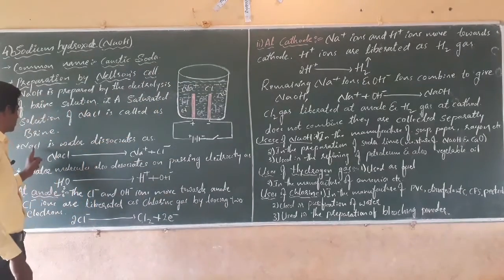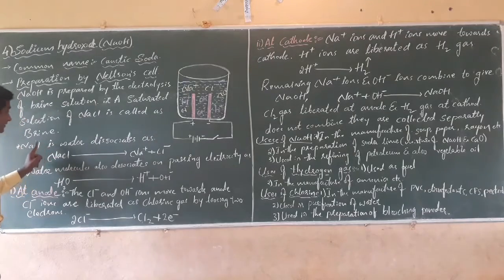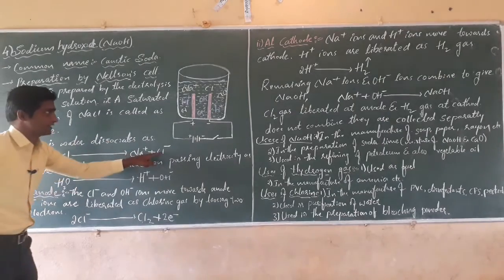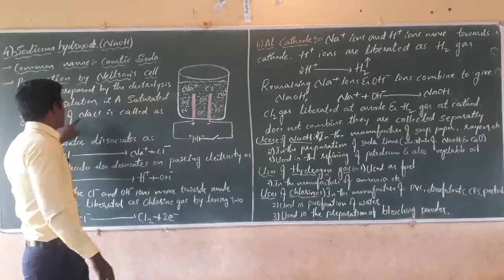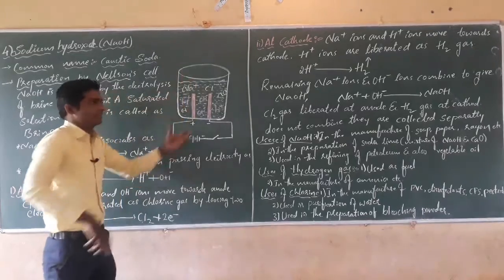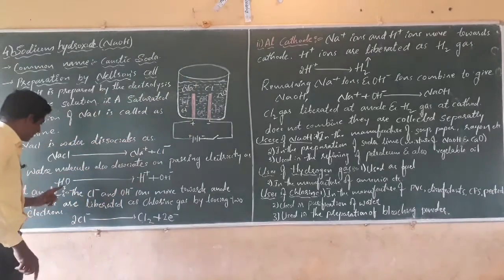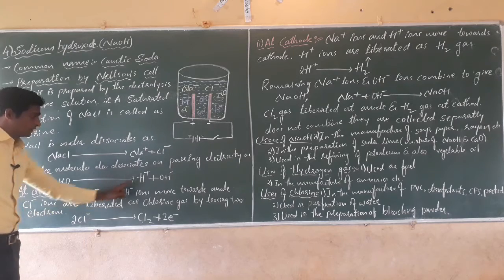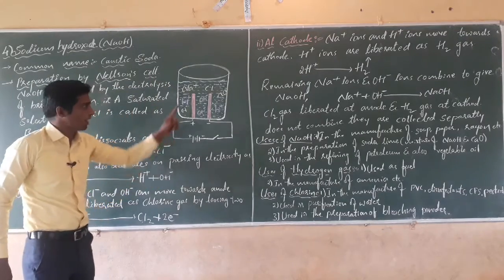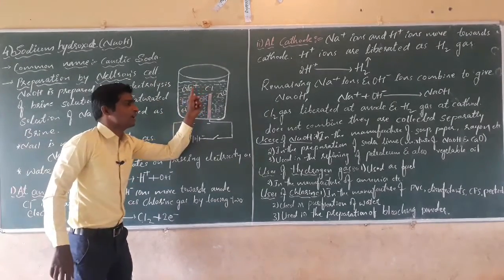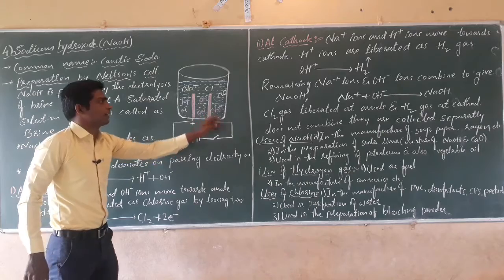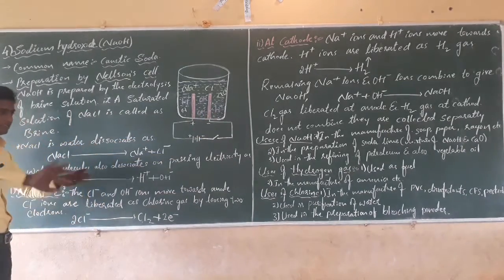See what happens, dear students, here. NaCl, that is sodium chloride, common salt, when dissolved in water is dissociated into Na plus and Cl minus ions in the Nelson cell. Then the water also dissociates into H plus and OH minus ions on passing the electric current. So Na plus and Cl minus are from the NaCl, and H plus and OH minus ions are from the water molecule, dissociated on passing the electric current.